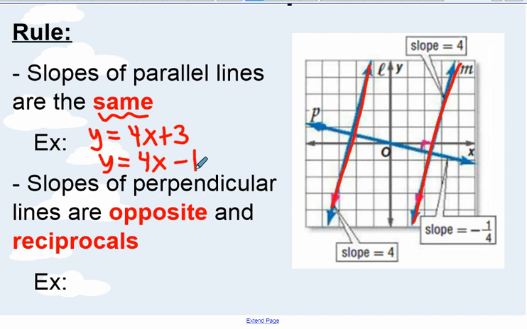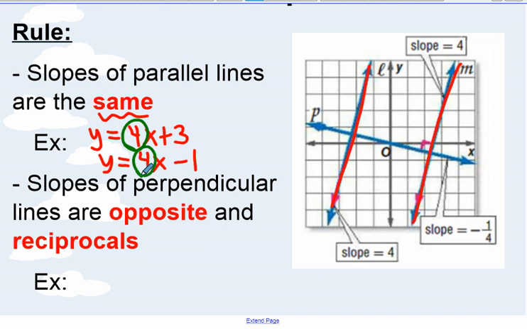Therefore, they have the same slope, right? Right there at the front of the lines. Those are the same, so they're going to be parallel. Okay? The second one is perpendicular. Again, we've talked about these with our vocabulary. Perpendicular lines are going to have slopes that are opposite and reciprocals.